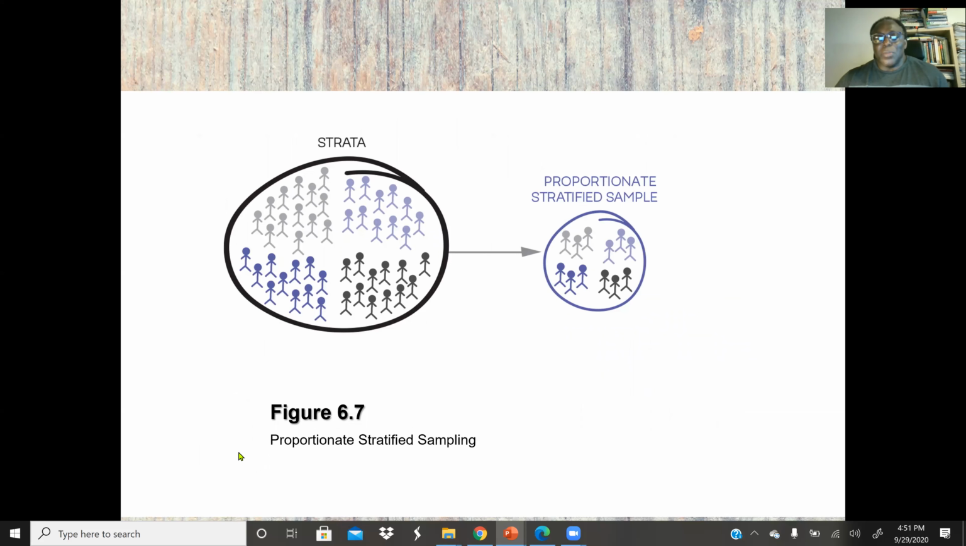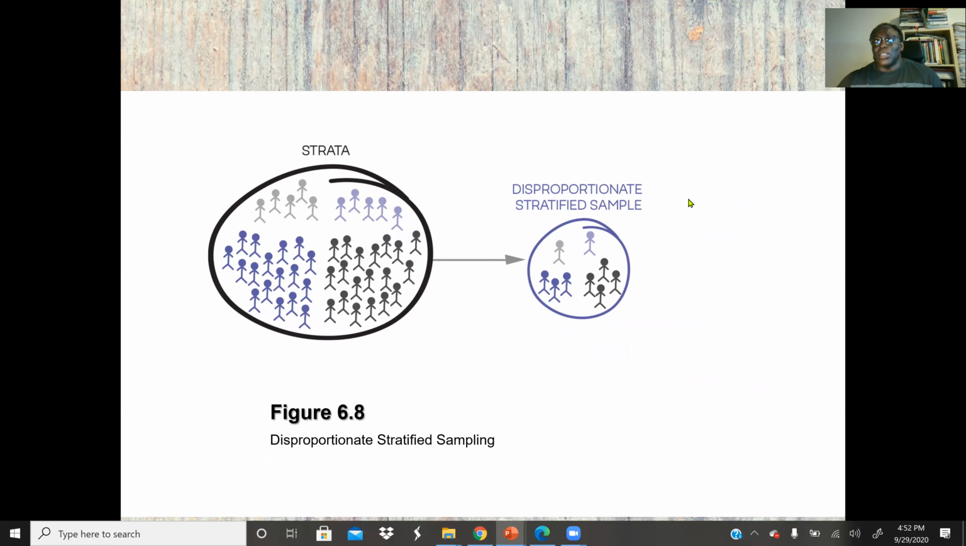So this is an example of proportionate stratified sampling. We have exactly 3 from each of the 4 categories. Then disproportionate stratified sampling: the first one we have 1, second we have 1, third we have 3, fourth we have 4. So it's not the same amount, it's disproportionate.